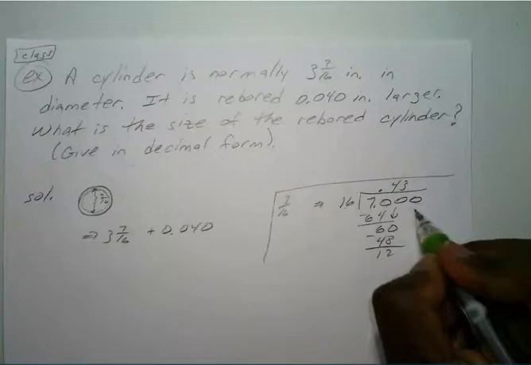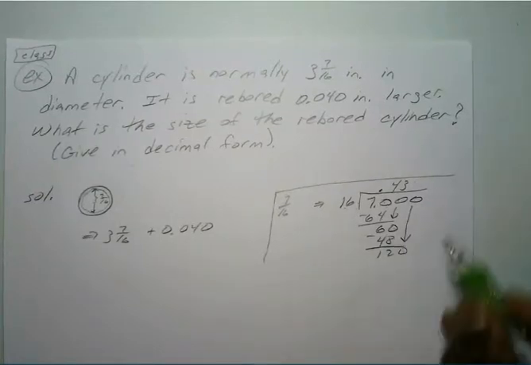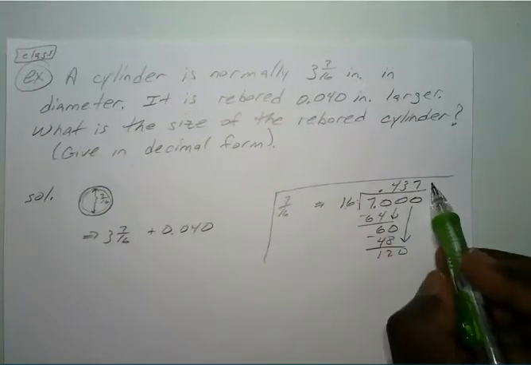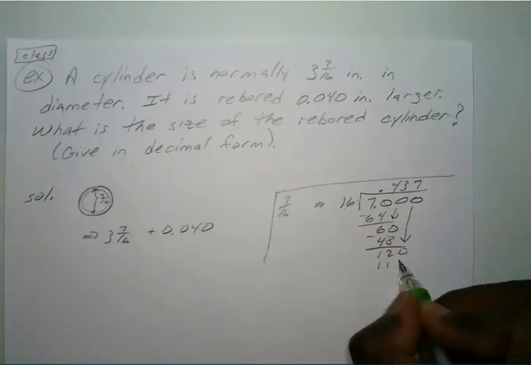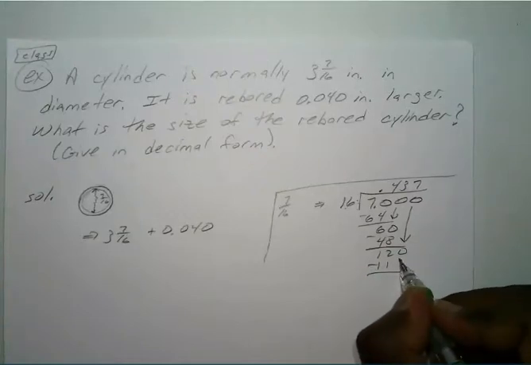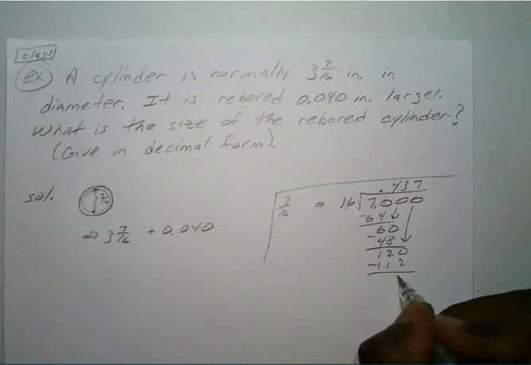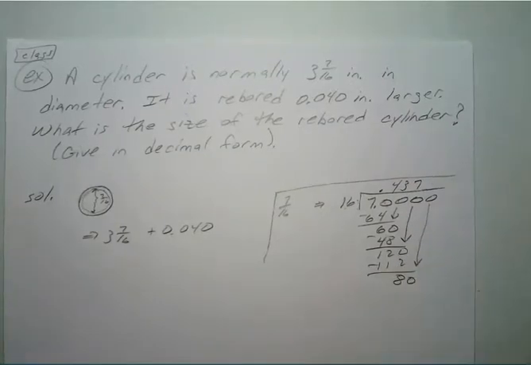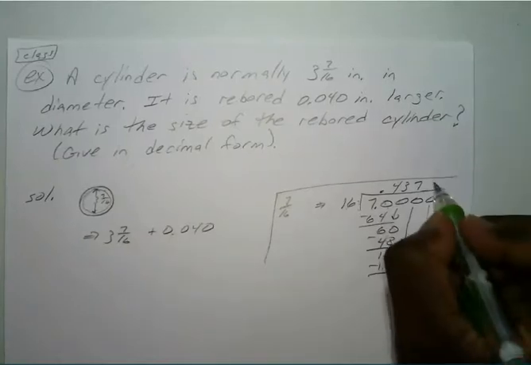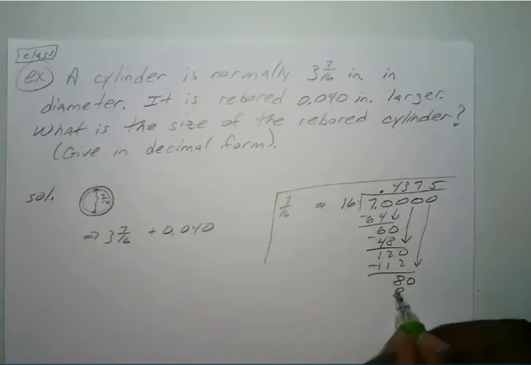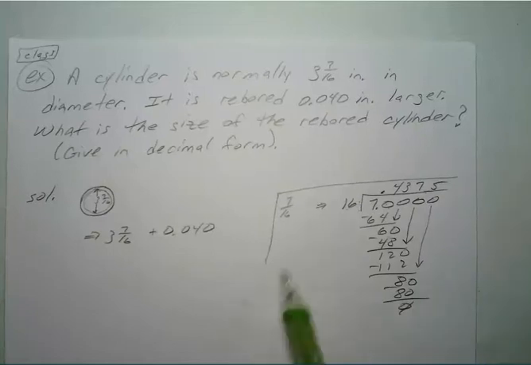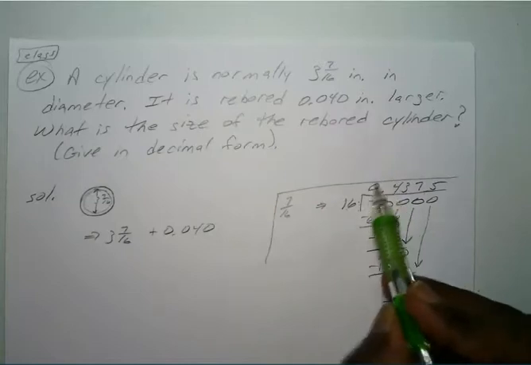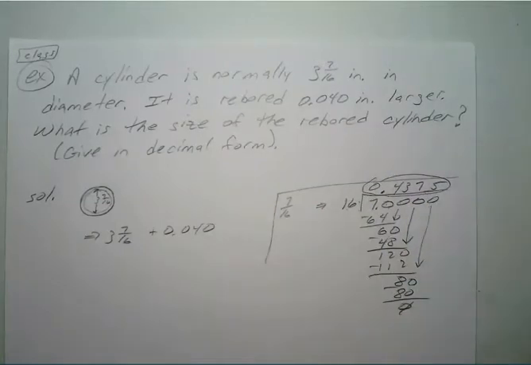So we're going to go ahead and add another 0 decimal digit. 16 goes into 120 7 times. 16 times 7 is 112. 120 minus 112 is 8. So we're going to go ahead and add another 0 decimal digit. 16 goes into 80 5 times. 16 times 5 is 80, which leaves us with a remainder of 0. So 7 over 16 is equal to 0.4375.